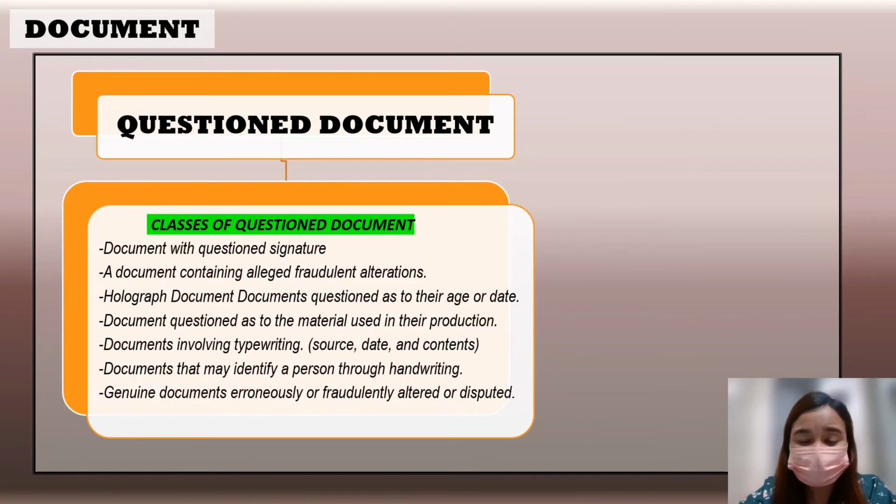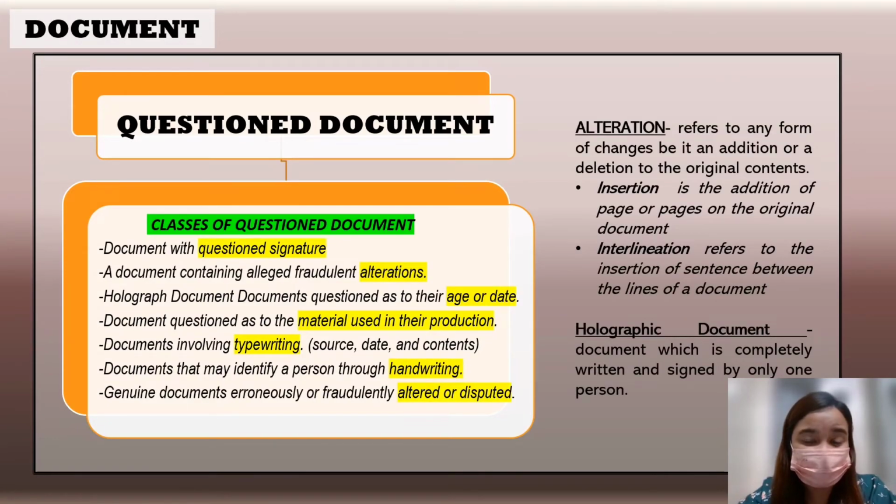Okay po ba? Next, we have a document containing alleged fraudulent alterations. Okay, let's first define alteration. Alteration refers to any form of changes, be it an addition or a deletion to the original documents. Okay, we have here the insertion, the addition of page or pages on the original document. Interlineation refers to the insertion of sentence between the lines of a document. So, this type of document contains alterations. Ang alteration po, ibig sabihin, may pinalitan ka sa certain document. It's either may dinagdag kang page or kaya may insert kang sentence. As long as may nagbago po sa document.